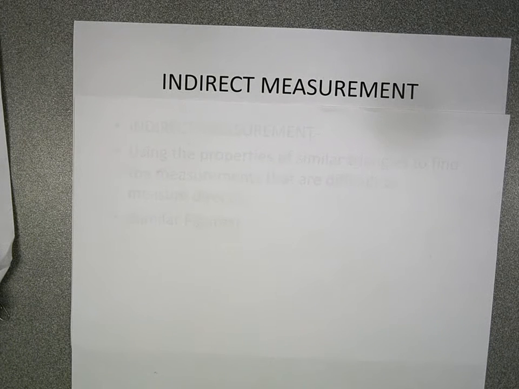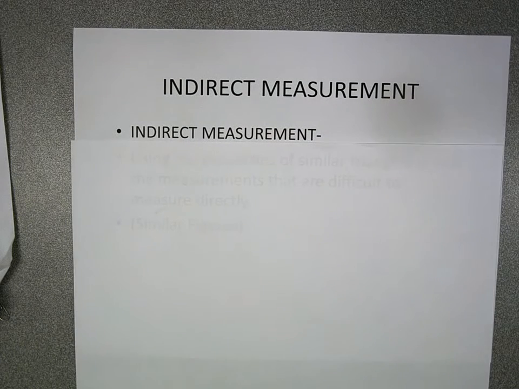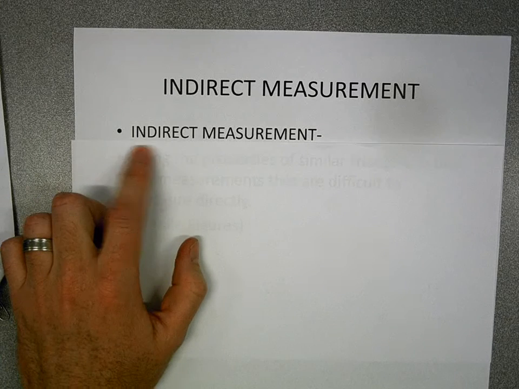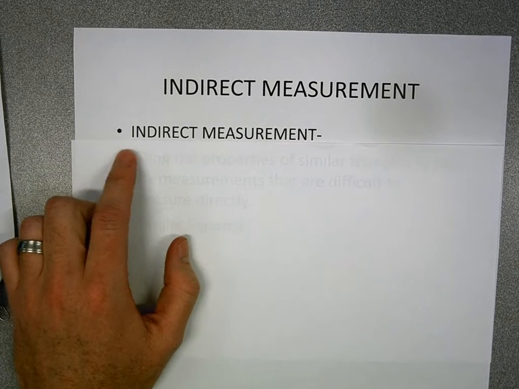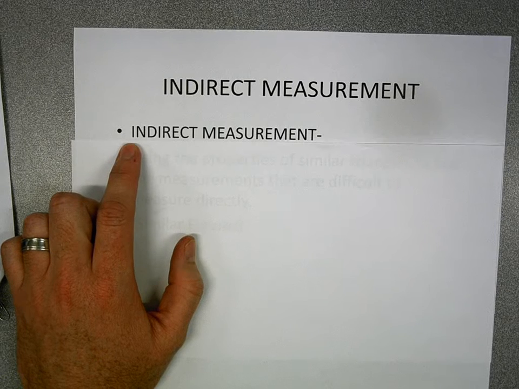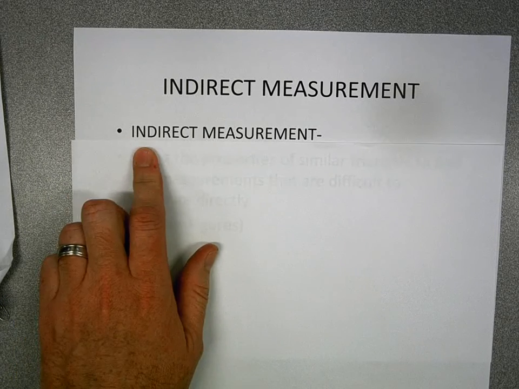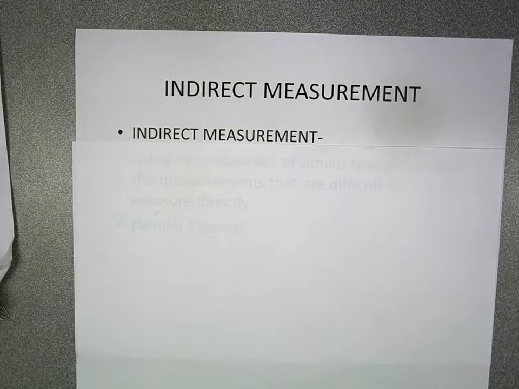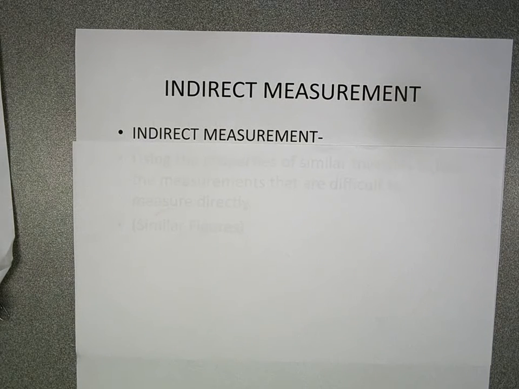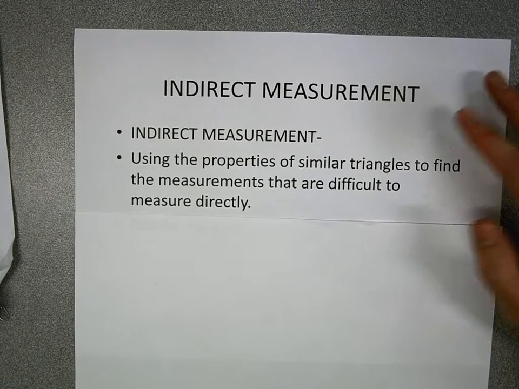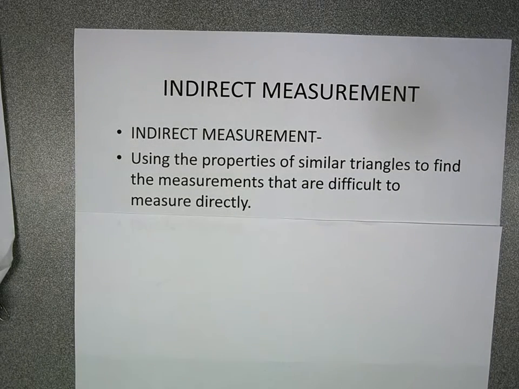All right, we do have only one vocab word. Here it is. Indirect measurement. Everyone? Indirect measurements. Just to help you remember this, what does the prefix in mean? Not. So this is basically not direct measurement. It's not like you're going to be taking a ruler and measuring something. This is called indirect. Here's what indirect measurement is: using the properties of similar triangles to find the measurements that are difficult to measure directly.